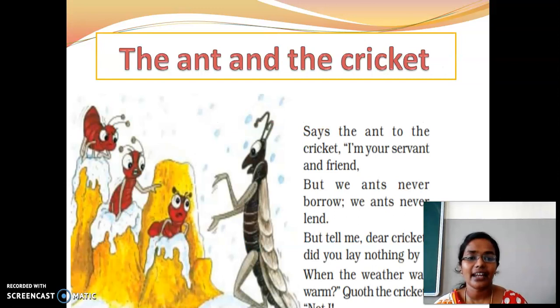Shall we start reading the next stanza of the poem now? Here you could see the ant is speaking to the cricket. What is the cricket asking? The cricket is asking for food and shelter. And now we are going to see what is the reply given by the ant. Shall we start reading the poem? It is a very simple poem. When you read the poem, you will come to understand what is given there.